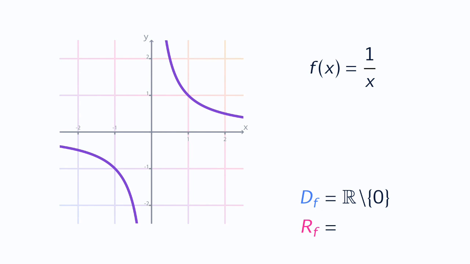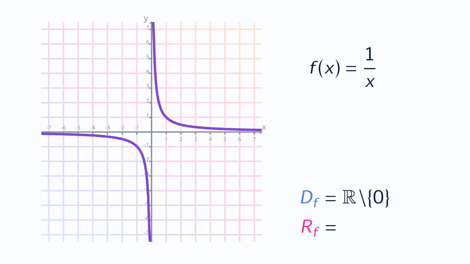But what about y equals 0? It turns out there is no x value you can input into the function 1 over x and get 0 as an answer. You can get answers super close to 0 when x is extremely large, but never exactly 0. So the range of the function f of x equals 1 over x is all of R without 0. You write it like this.